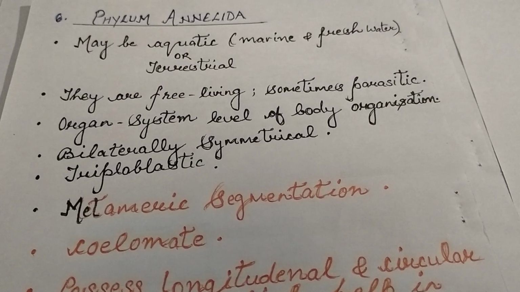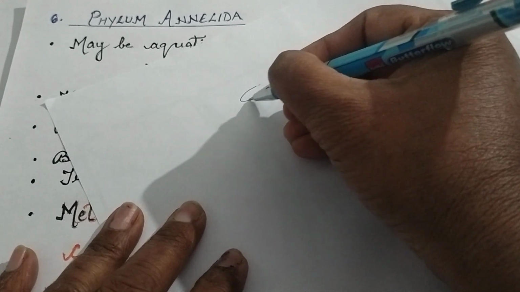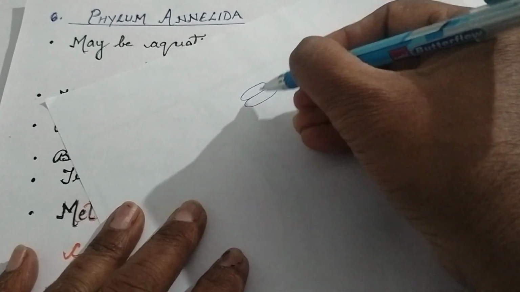Now the next character is a specific character of phylum Annelida, that they show metameric segmentation. I have explained this earlier. We also have discussed this. Annelids show metameric segmentation, which means the body is divided into various segments, and these segments are externally as well as internally identical. You might already understand what segments are. This type of structure is called a segment.